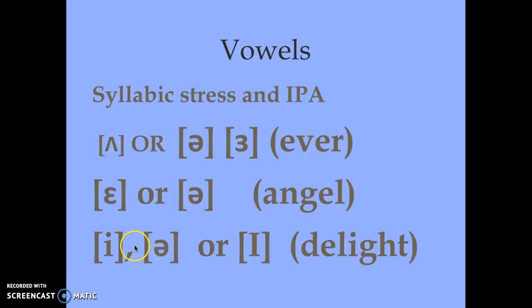Another opportunity that IPA affords us is to work through some of the syllabic stress issues that we end up with. For example, here are some words we sing all the time. The word ever. When we say it, we say ever. When we sing it, do we want to sing ever? Do we want to sing ever, ever, ever?